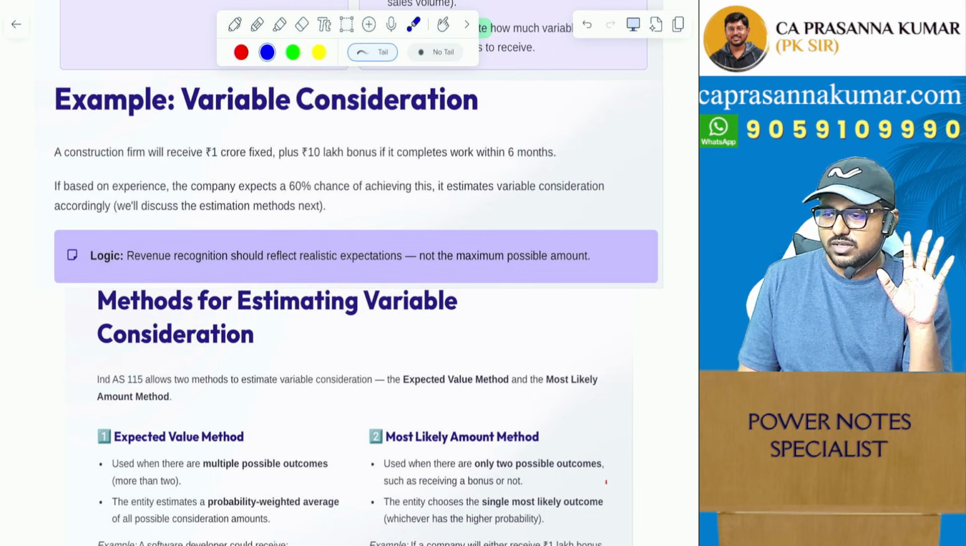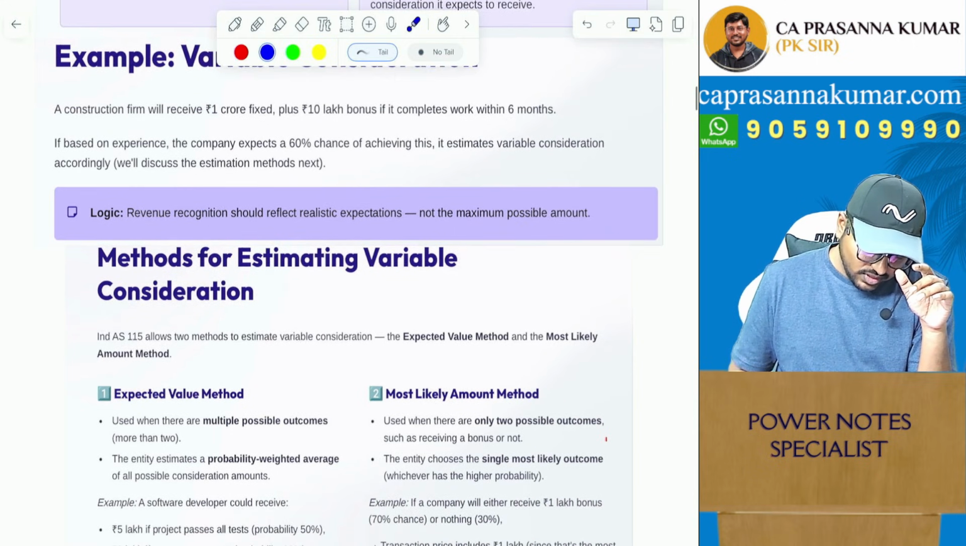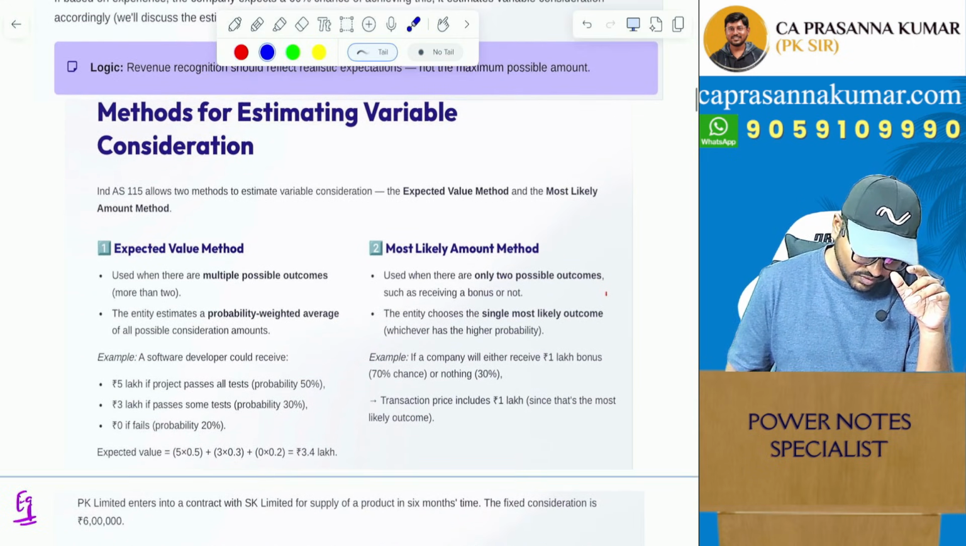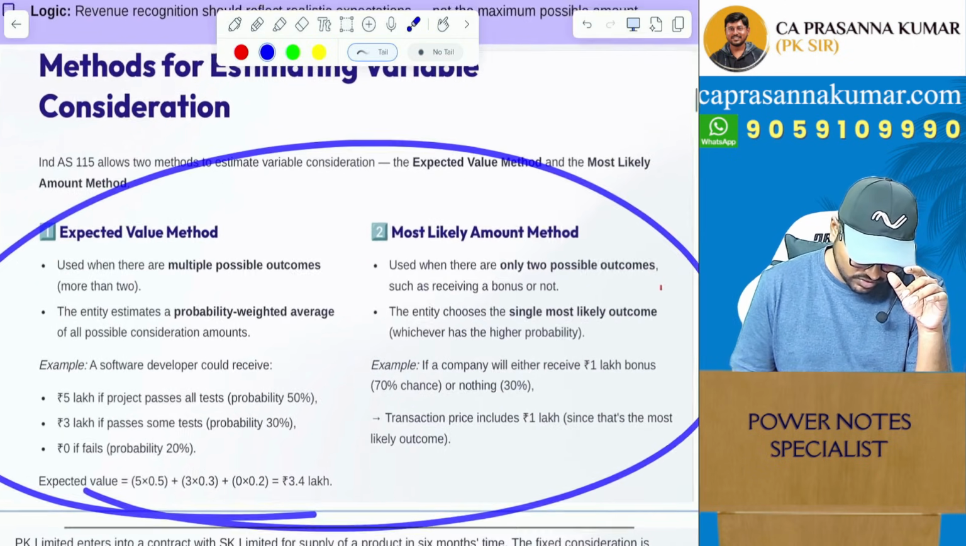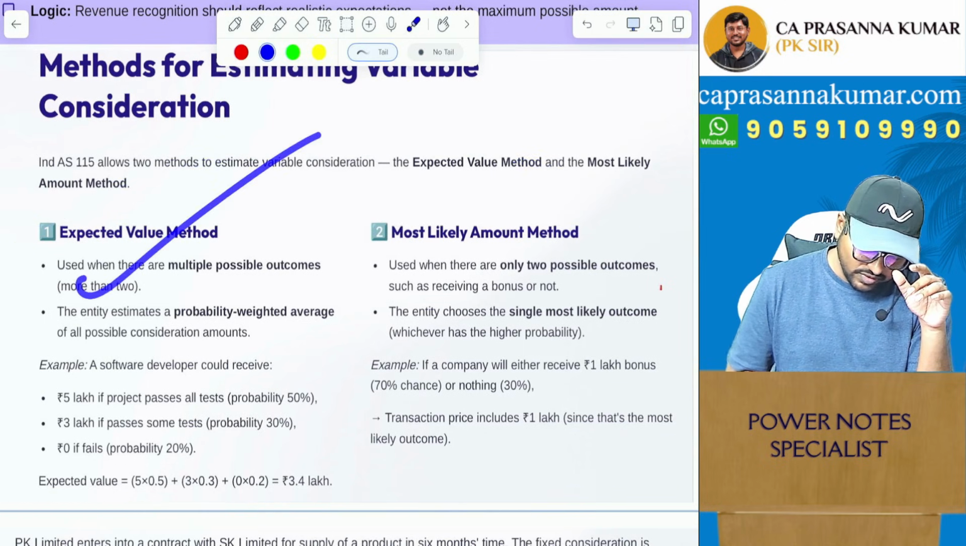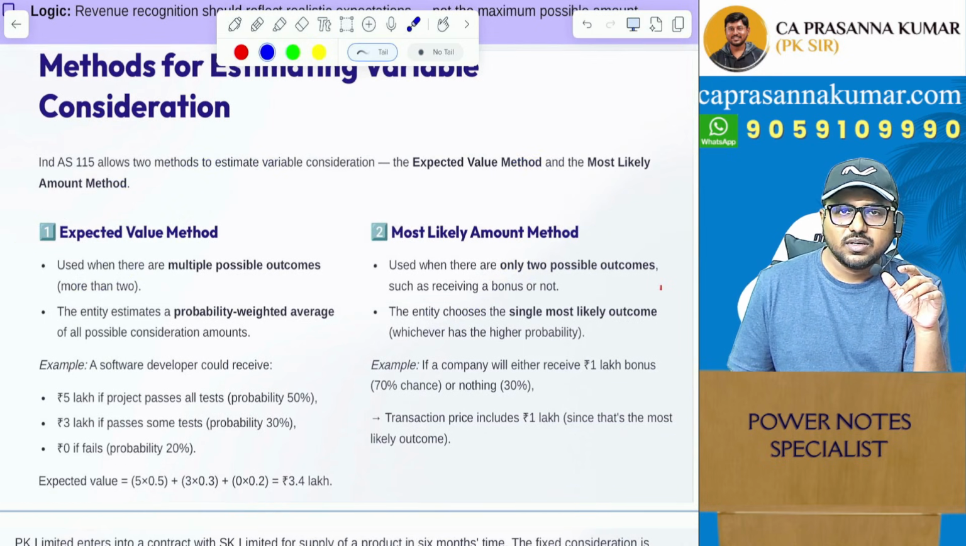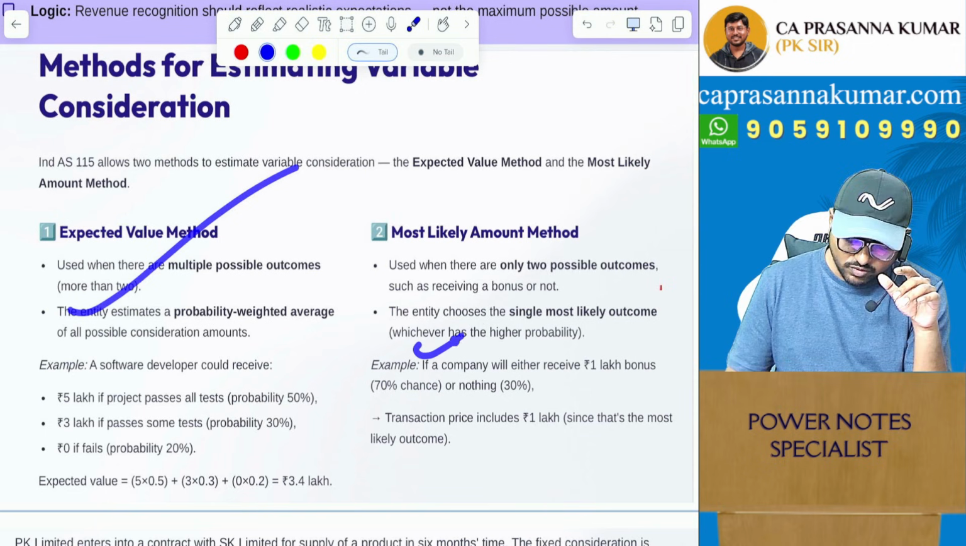Depends upon the method. Sir, what do you mean by that, sir? See, we have two methods for estimating variable consideration. What are those methods? Expected value method and most likely method. Sir, what do you mean by expected value method? What do you mean by most likely method?